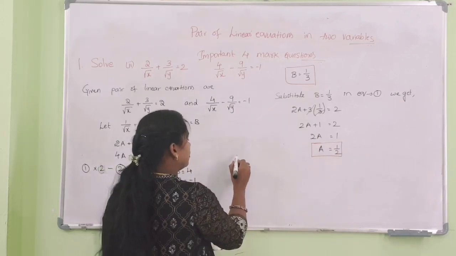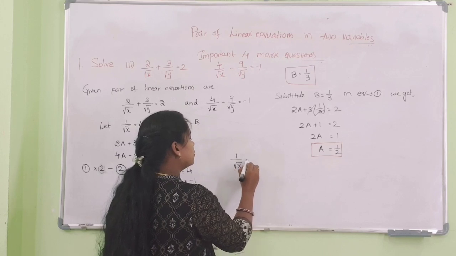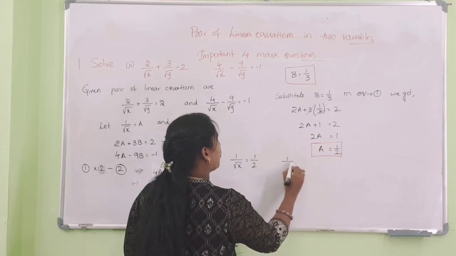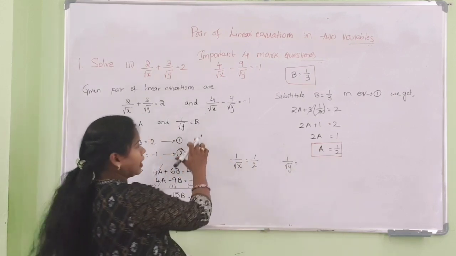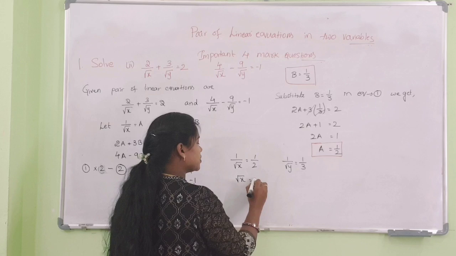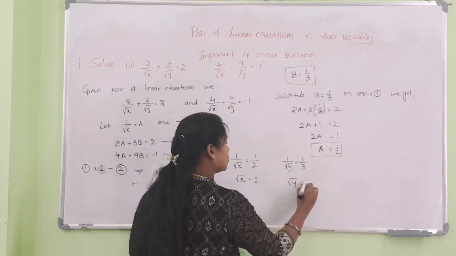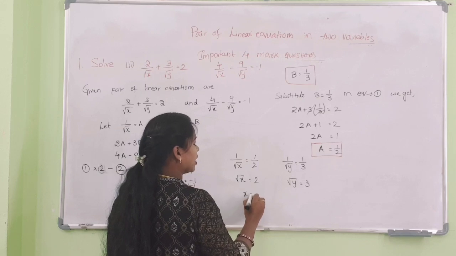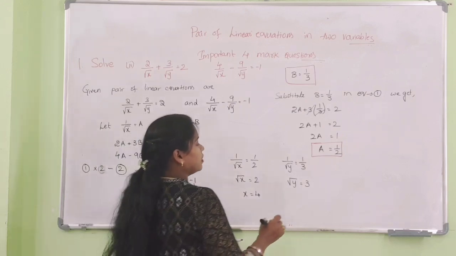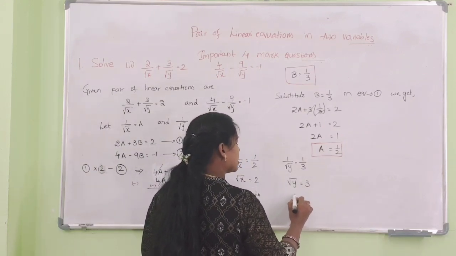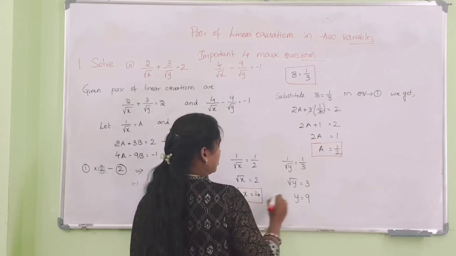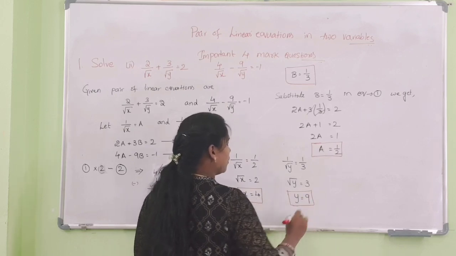So here we know that 1 by root x is equals to a. What is the value of a? 1 by 2. And 1 by root y is equals to b, and b is 1 by 3. So here we get root x is equals to 2, root y is equals to 3. Then squaring on both sides, we get x is equals to 2 square, which is equals to 4. And root y is equals to 3, and squaring on both sides we get y is equals to 3 square, which is equals to 9. So the required values of x and y are 4 and 9.